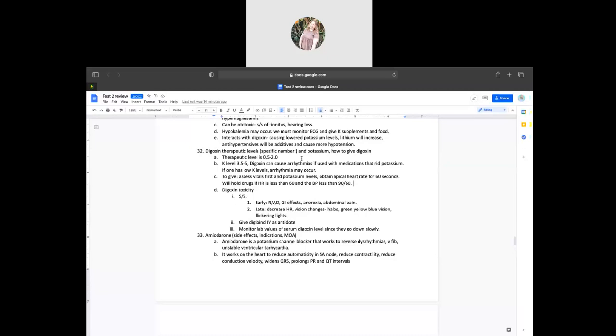Before we give digoxin, we need to assess our vitals first and potassium levels. Obtain that apical heart rate for 60 seconds, and we will hold the drug if the heart rate is less than 60 and the blood pressure is less than 90/60.